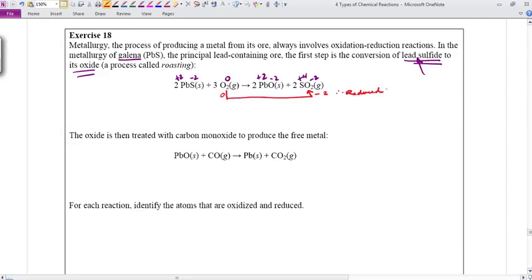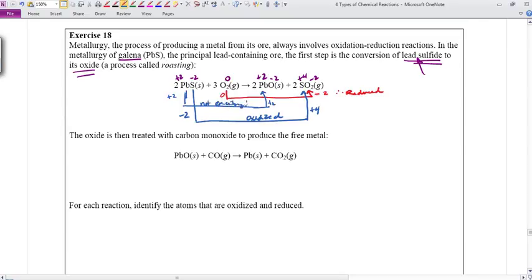What else has happened? This lead at a +2 is staying at a +2. Nothing exciting there. But this sulfur as a -2 is coming over here to be greatly increased up to a +4. So that's my oxidized. This was not exciting.